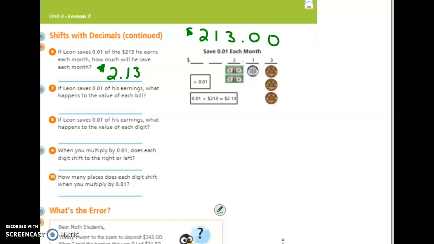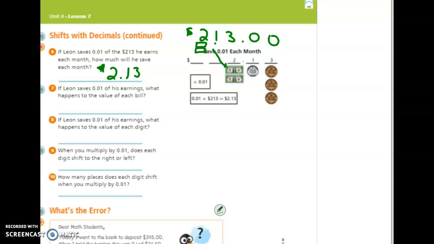Number 7. What happens to the value of each bill? Now, I didn't draw the two $100 bills underneath here. I don't think I could do that very well. But look at where they shift. They shift over to $1 bills.